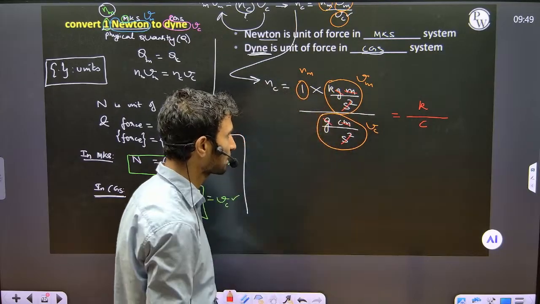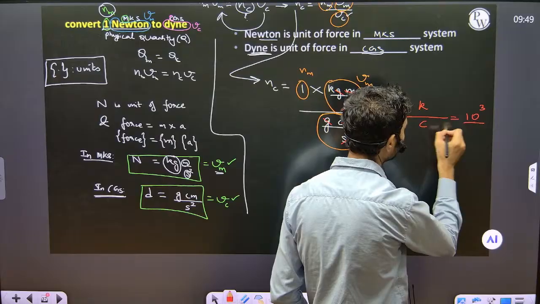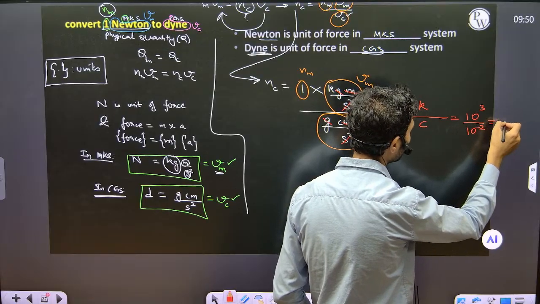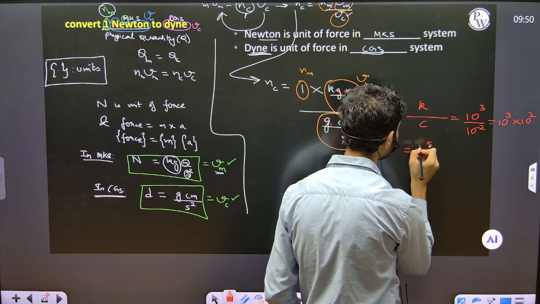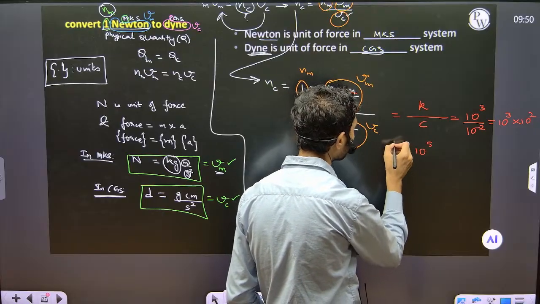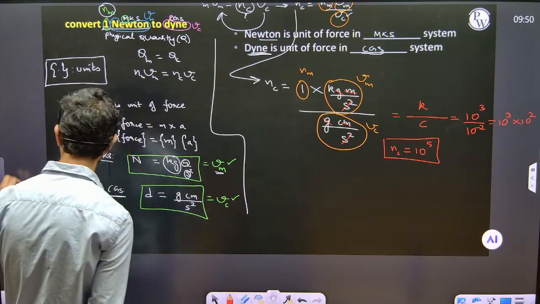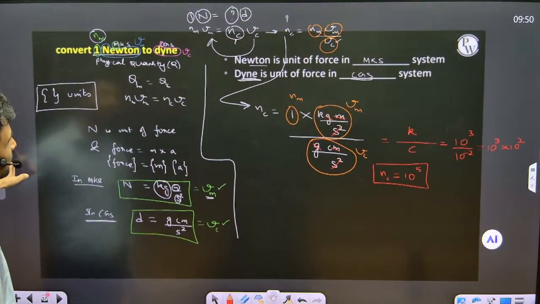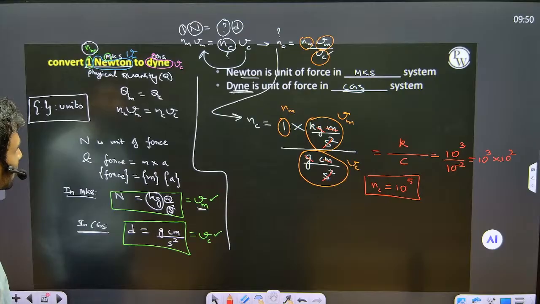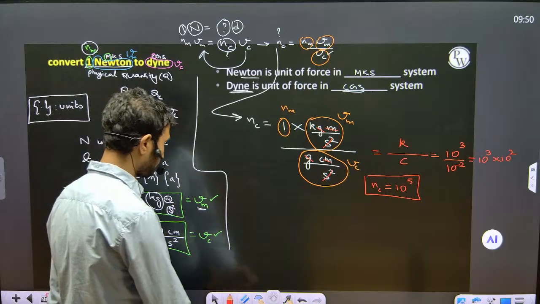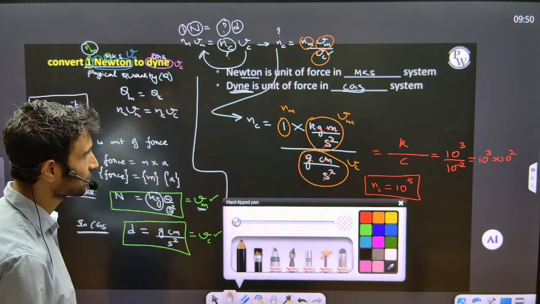K is there, c is there. That's all that is left. Everybody else gets cancelled, and you get k means 10 to the power 3 divided by c means 10 to the power minus 2, which is nothing but 10 to the power 3 into 10 to the power 2, which is nothing but 10 to the power 5. That is the number written in CGS. It's 10 to the power 5. That's what we are looking for, right? Number written in CGS comes out to be 10 to the power 5.